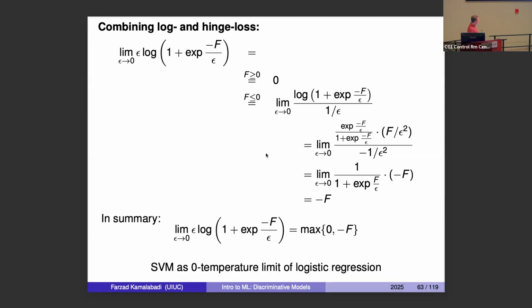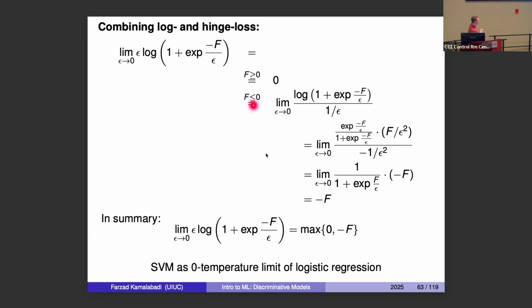It's possible to combine the log and hinge loss. As a reminder, log loss is the one that corresponds to logistic regression. Hinge loss is the one that corresponds to support vector machines, SVMs. And the way we can combine them is by looking at the limit of log of 1 plus exponential of minus f, remember what f was, over epsilon. Notice that if f is positive, this simplifies: in the limit the exponent gets large and negative, this goes to 0, and it becomes log of 1, which is 0.